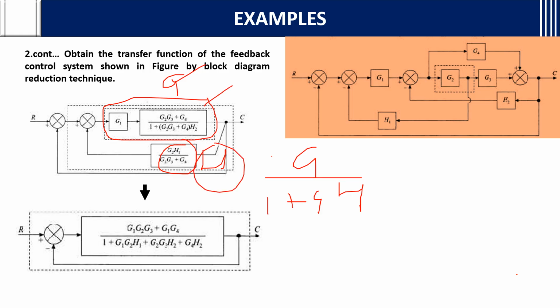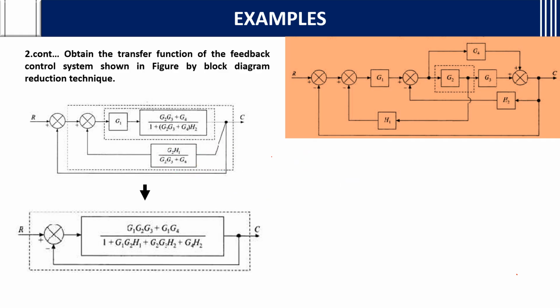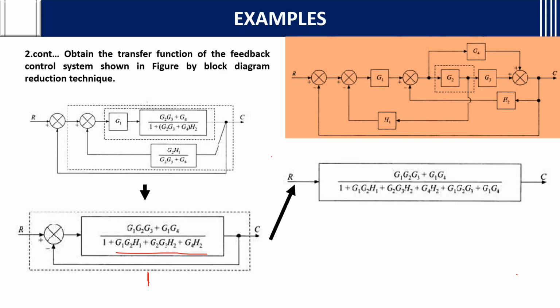In place of H, write this whole equation. Understanding? After that, if you calculate, go on reducing, you will get this equation. Again, lastly, there is a feedback with that is 1. If there is no feedback present, it is not considered as 1. Then what to do? G1, G2, G3 plus G1, G4 plus 1 plus this G1, G2, G3 plus G1, G4 by 1 plus G1, G2, H1 plus G2, G1, H2 plus G4, H2 into 1.